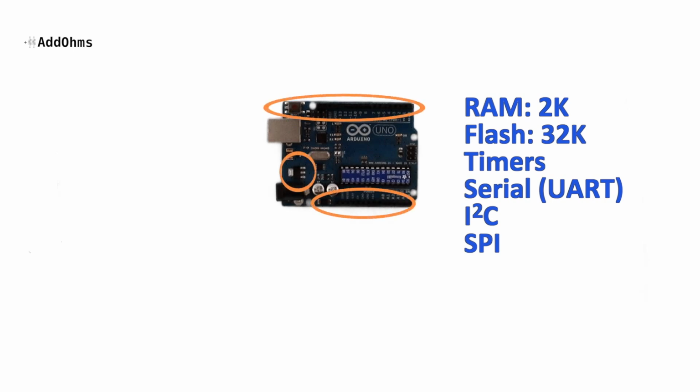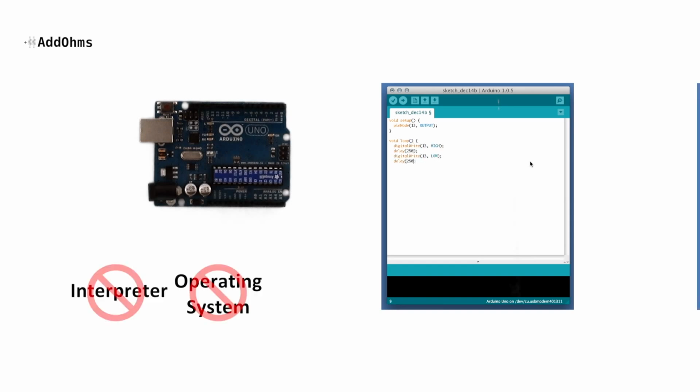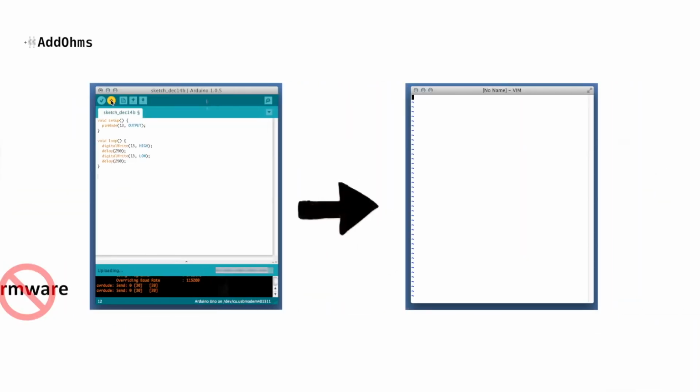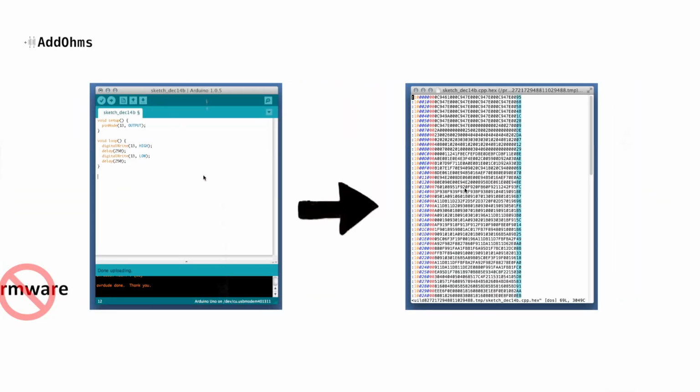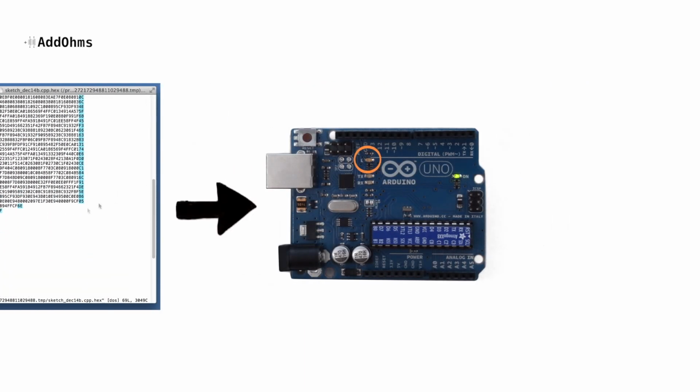It's a relatively simple design with an even simpler software structure. The code that you write in the IDE is the only code that runs on the chip. There's no interpreter, no operating system, and no firmware. Your C code is compiled into machine language, and then it runs on the Arduino itself. This is as bare bones as you can get.